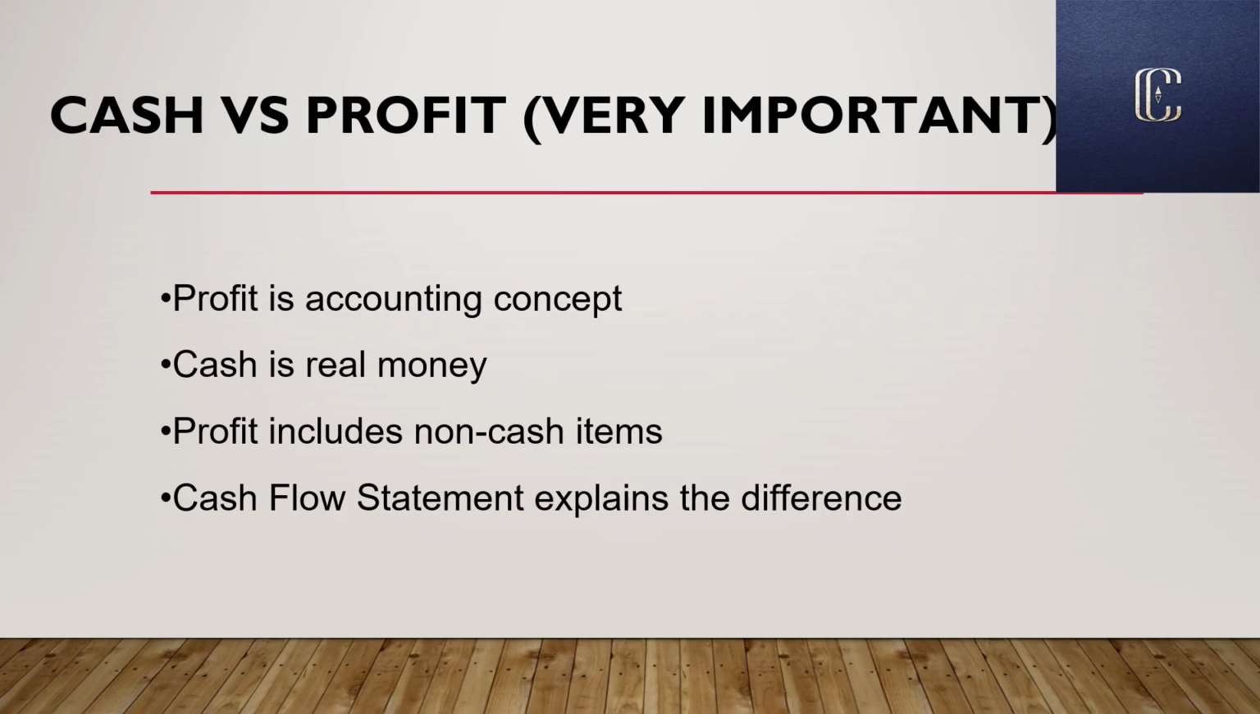Profit is an accounting concept. Profit is calculated based on accounting rules. It includes accrual incomes, outstanding expenses, depreciations, provisions, and credit sales. For example, you sold goods worth 50,000 rupees on credit. Profit recorded, right? But cash not received. So profit is influenced by rules and estimates.